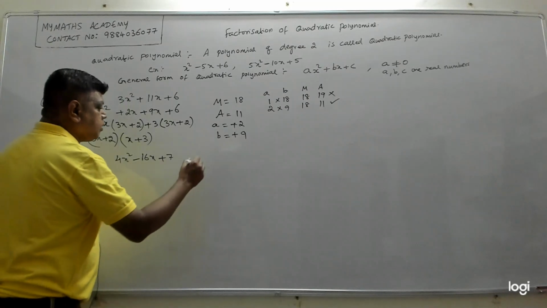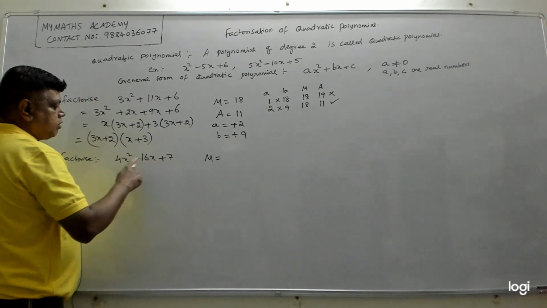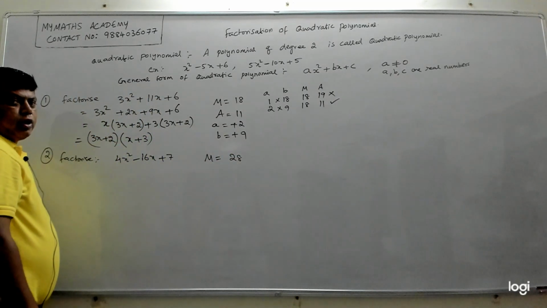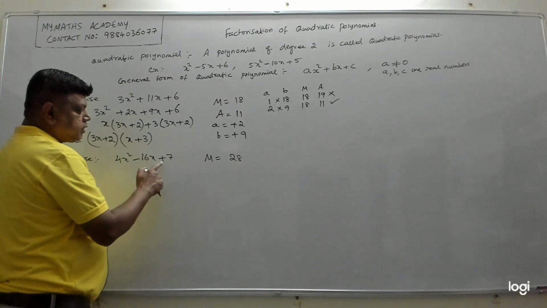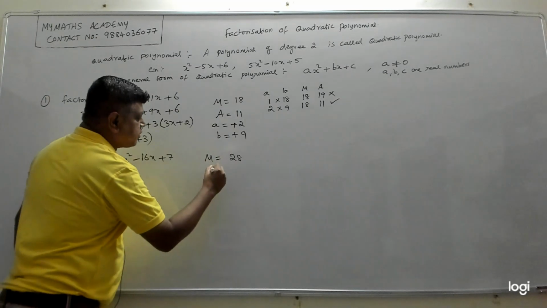So what do we do? First we will put m. M equal to what? 4 into 7, which is 28. Take the quotient of x square and multiply with this number. That you should write. Then is it an addition case or a subtraction case? You have to see this sign. This sign is plus. If this is plus, then it is the addition case.